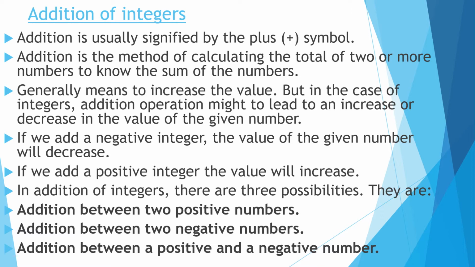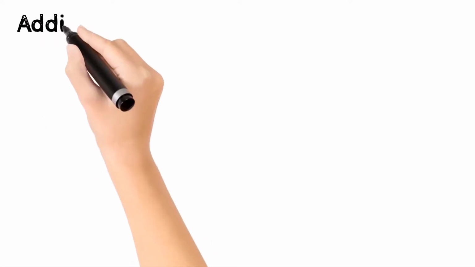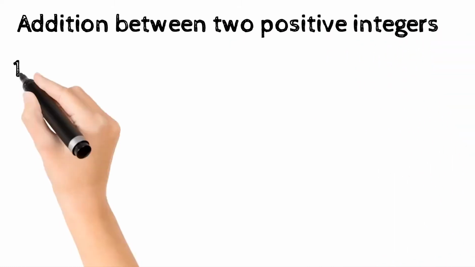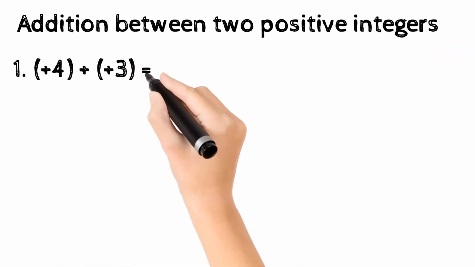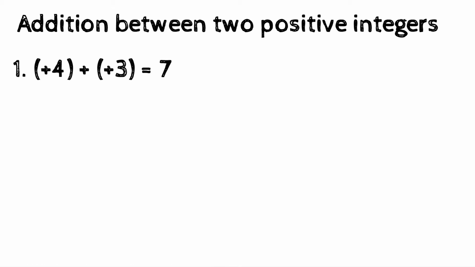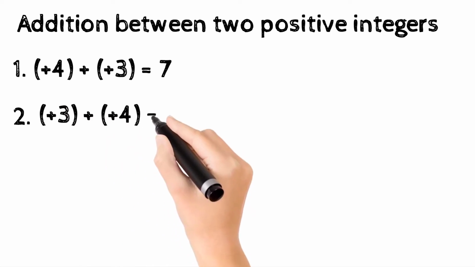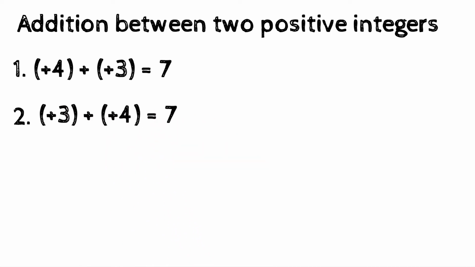In addition of integers, there are three possibilities. What are the three possibilities? The first one, addition between two positive numbers; addition between two negative numbers; addition between a positive and a negative number. Now let's see the addition between two positive integers. First one, +4 plus (+3), which gives you the answer 7. Then +3 plus (+4), which gives you the answer 7.